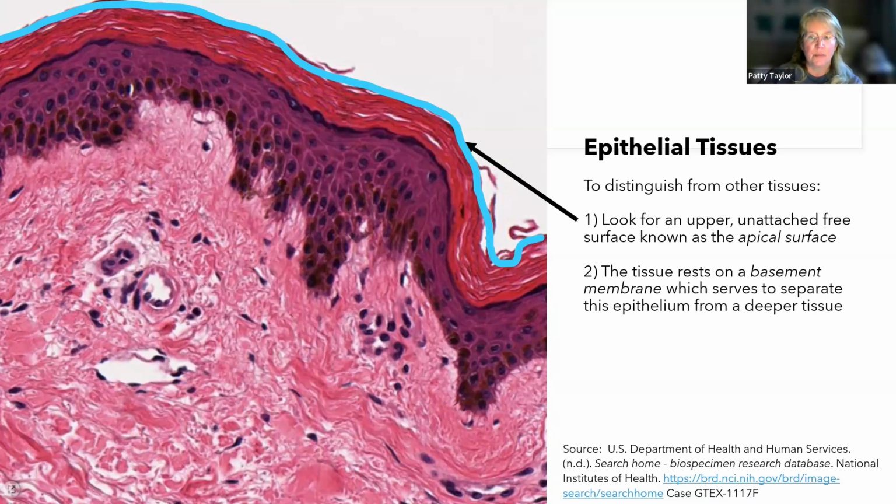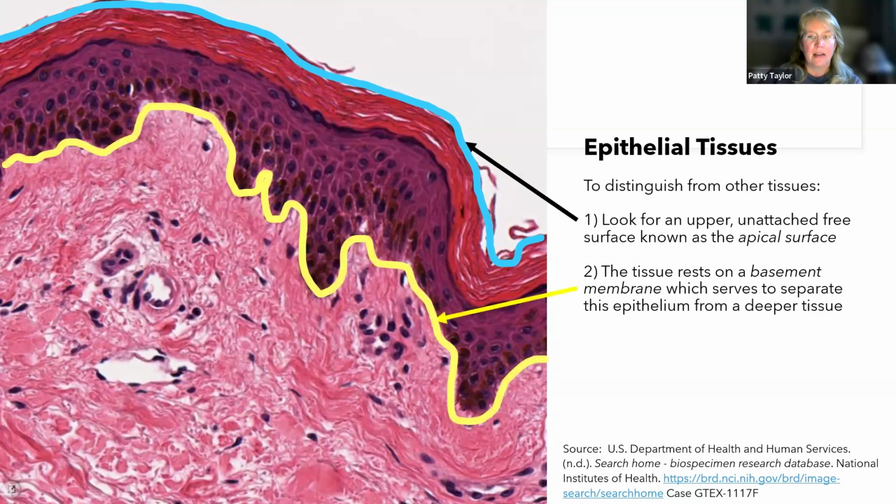Now there's a basement membrane here as well. That is the deeper portion of the tissue on which the epithelium will rest, and it serves as a connector between your epithelium and whatever is below it. Oftentimes it is connective tissue, perhaps muscle tissue sitting down below. So just like the basement in a home is the bottommost feature, here the basement membrane is the bottom of that epithelial tissue.